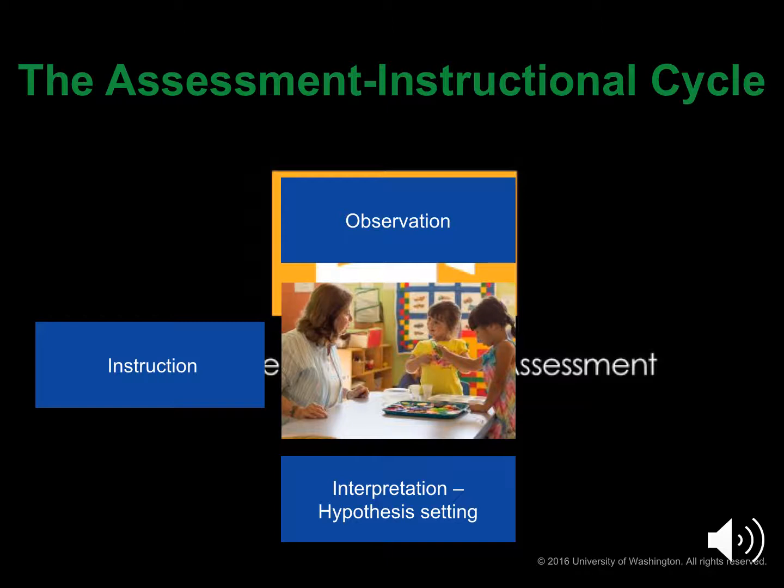Instruction is then implemented based on our observations and the decisions that we make to improve the teaching and learning. The cycle continues as the teaching team observes again to see the impact of the changed or improved instruction and how it has impacted the individuals and groups of children.